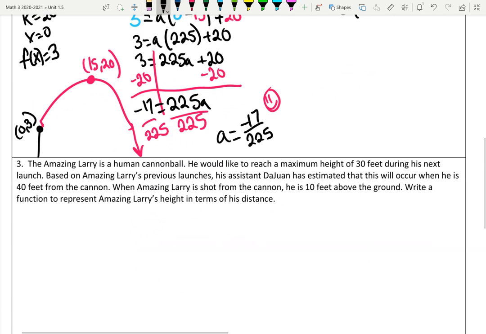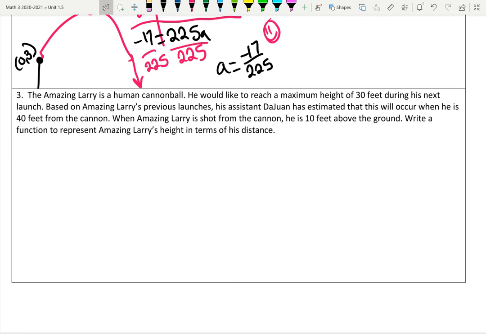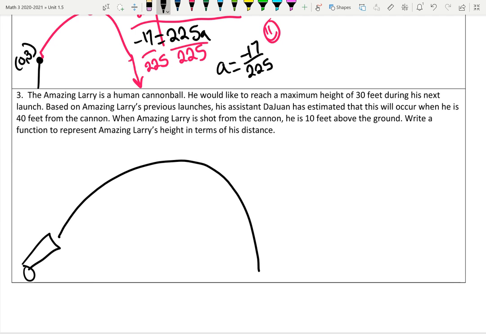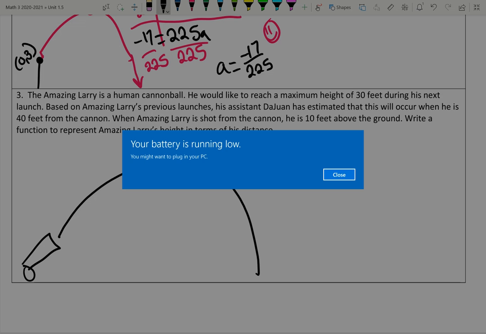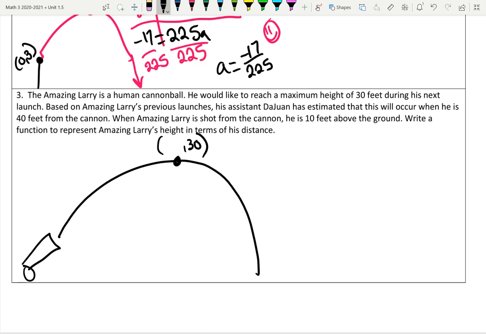All right, number 3, let's set up the problem. The Amazing Larry is a human cannonball. He would like to reach a maximum height from launch. So if he has a cannon and he is shooting, he wants to reach a maximum height of 30 feet. The height being 30. Based on Amazing Larry's previous launches, his assistant has estimated that this will occur when he is 40 feet from the cannon.